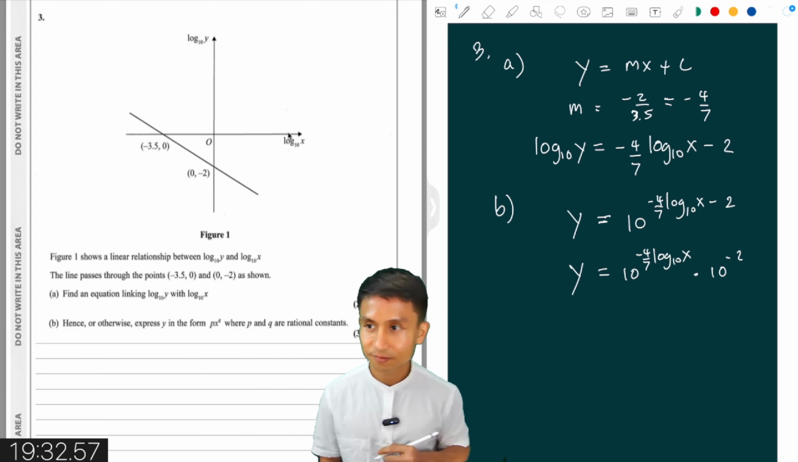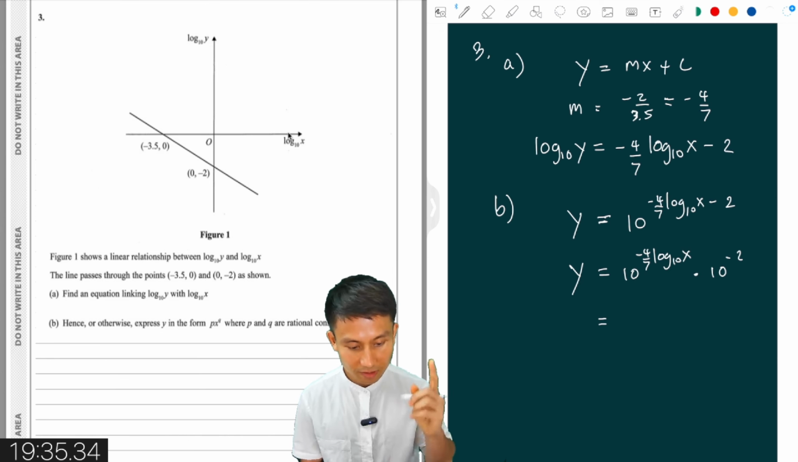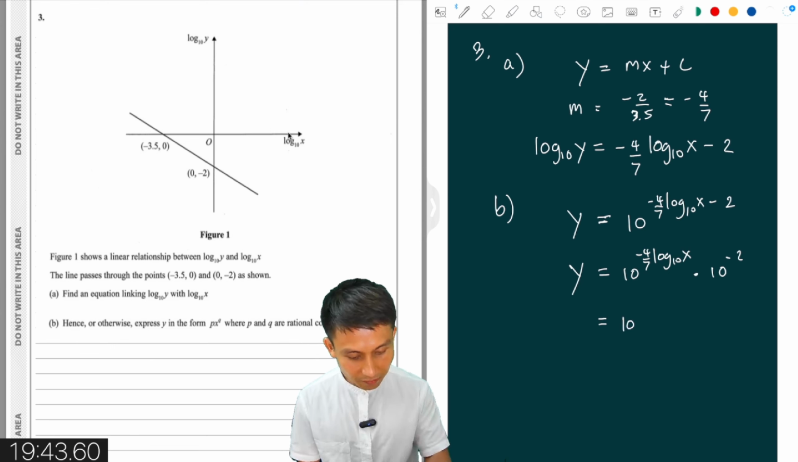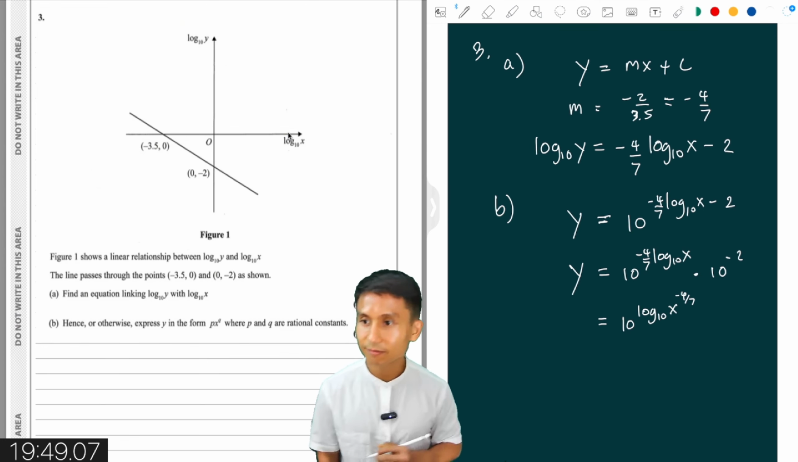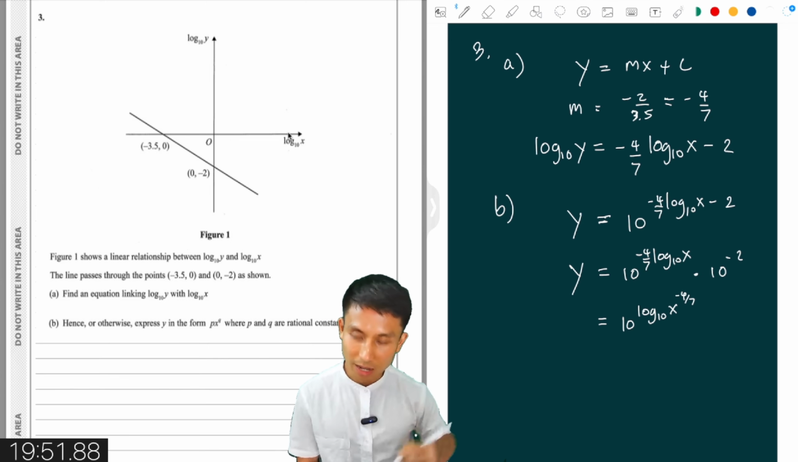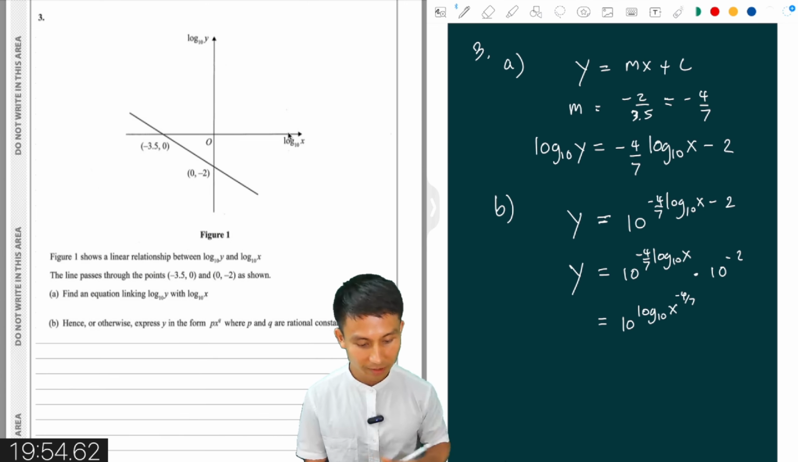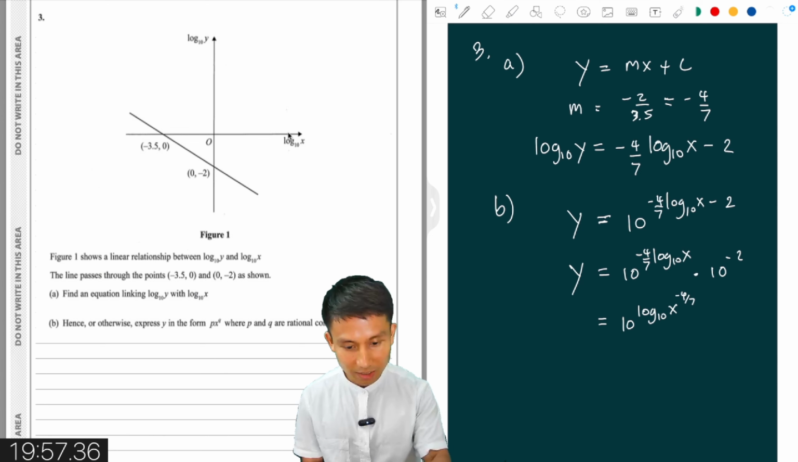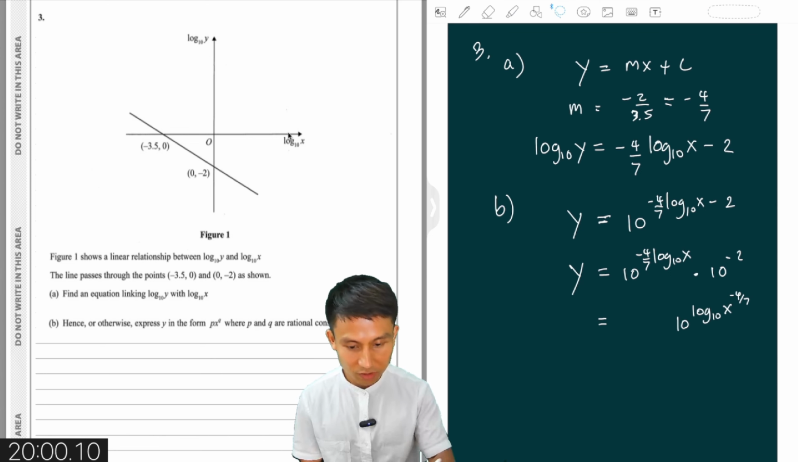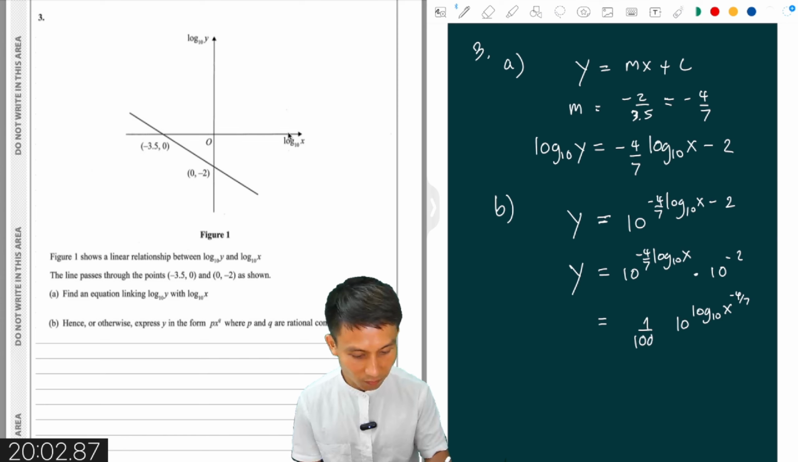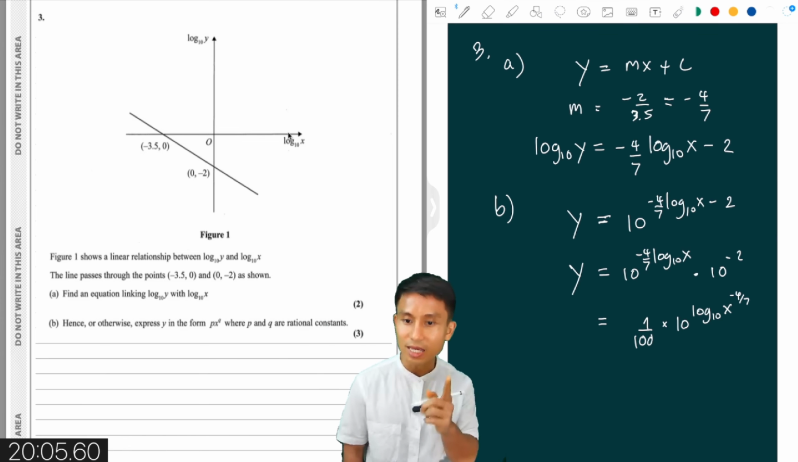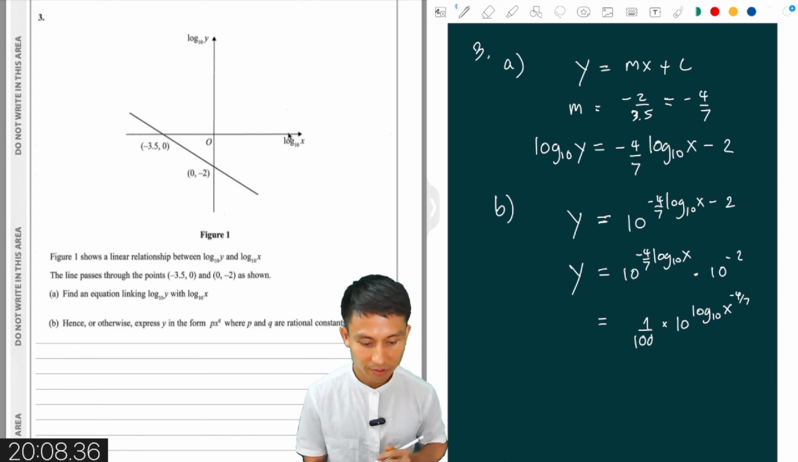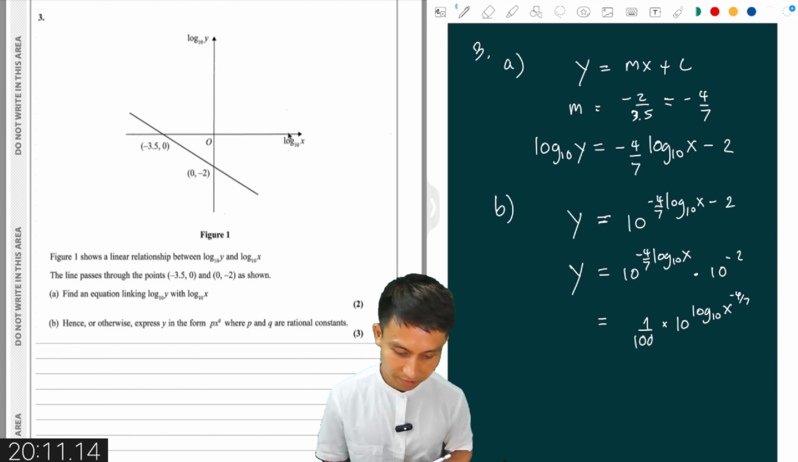Okay, so far so good, right? And then you see that you can put the minus 4 over 7 here as a power of x right here, right? You can just pull the number to the power of x there because that's a log property. And the 10 to the minus 2 actually is just 1 over 100. So I can just write 1 over 100 here times that, because we need the p in front of x to the q. So we already got the p here to be 1 over 100, right?